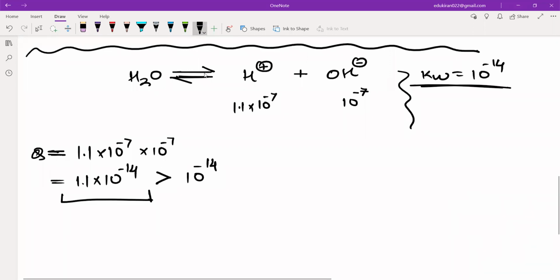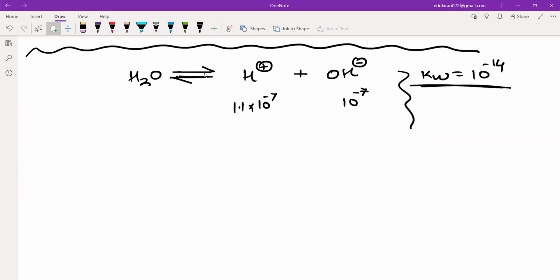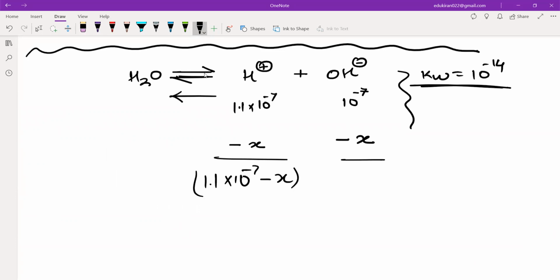Okay. Now there are two ways for solving this type of problem and getting the equilibrium concentration. Now see, what you can do, you can write that there will be minus X, right? Because it is going to react, we are going backwards. So H plus is going to associate with OH negative. So some of the H plus will be getting associated. So minus X, there will be a decrease in the concentration of H plus and minus X here. Then you write it as 1.1 into 10 to the power minus 7 minus X into minus X, yes or no?